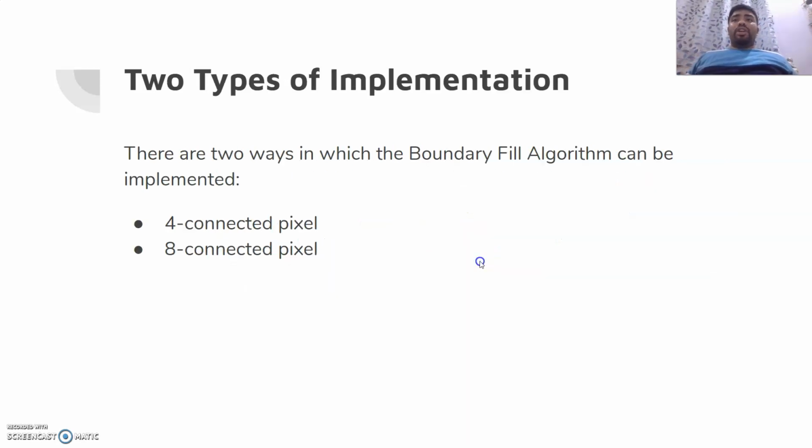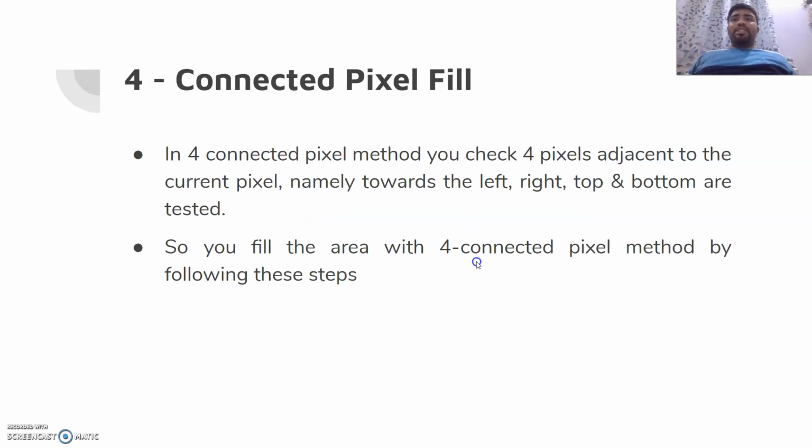So there are two ways of implementing this. It is the four-way connected pixel and the eight-way connected pixel. In the four-way connected pixel, how we work is that we take the current pixel, we fill it with the new color, and then we check the adjacent pixels, that is to the right, to the left, to the top, and to the bottom. So this is how we work in four-way connected pixel, and we follow the same process. When we go to the right, we check whether that particular pixel is of the default color. If it is of the default color, we change it to the new color, that is the fill color.